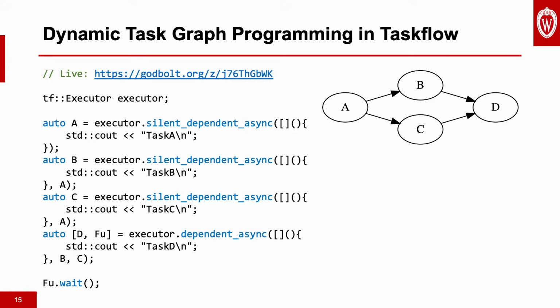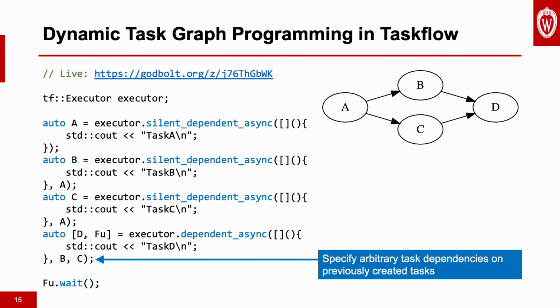To overcome these challenges, Taskflow supports dynamic task graph programming, or DTGP. Using the same graph as an example, you can create a task from a C++ lambda function object using the method silent_dependent_async, or dependent_async if you would like to acquire an additional future object that allows you to perform task-specific synchronization. When you create a dependent async task, you can specify arbitrary dependencies on previously created tasks.